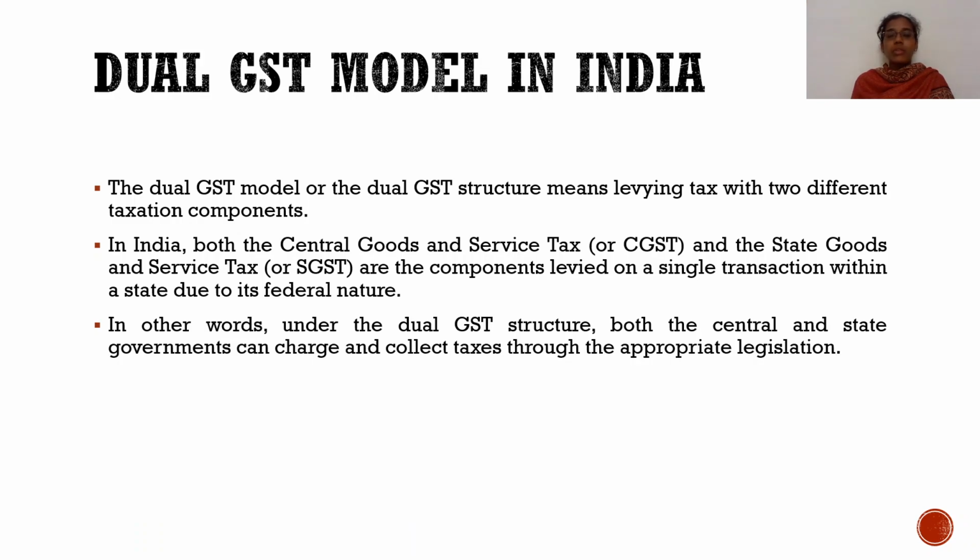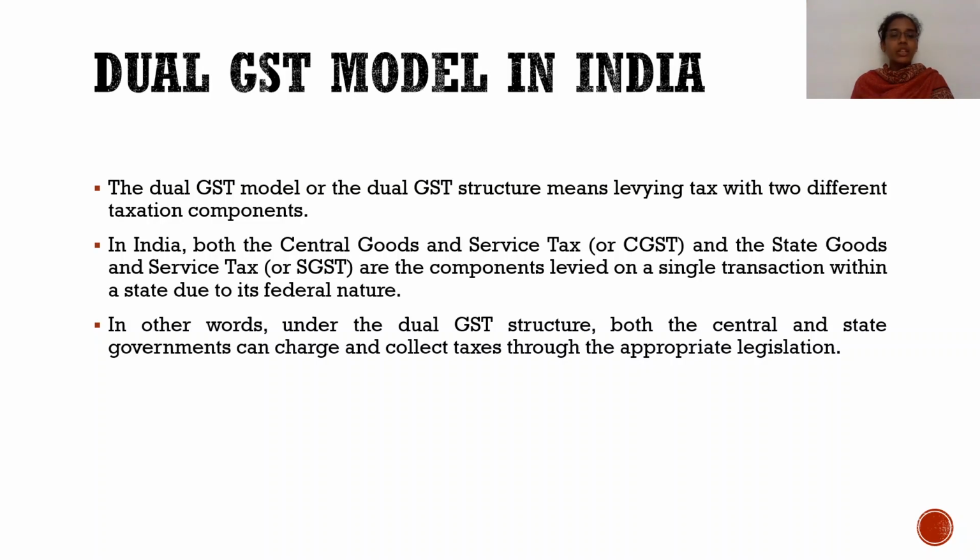The dual model of GST in India. Let's understand what the dual model is. The dual model, or the dual GST structure, means levying tax with two different taxation components. We have two taxation components, CGST and SGST. In India, both the Central Goods and Service Tax and the State Goods and Service Tax are levied on a single transaction within one particular state due to its federal nature. It is because of the federal nature of India that both state government and central government jointly levy the tax on any particular transaction happening within one particular state.